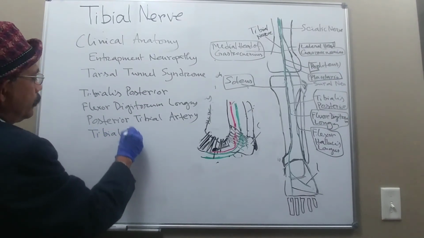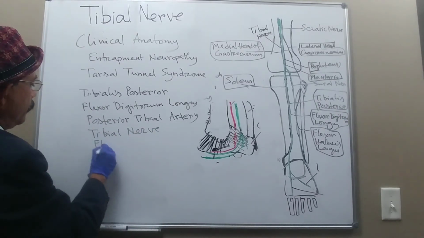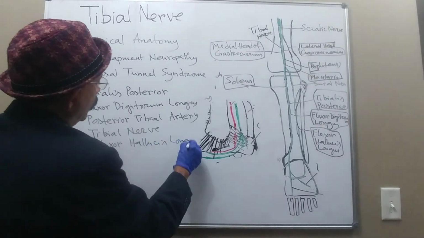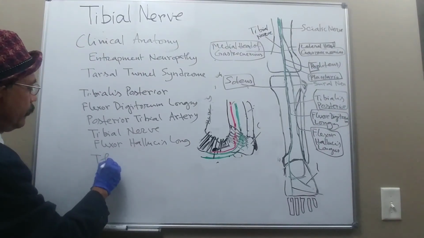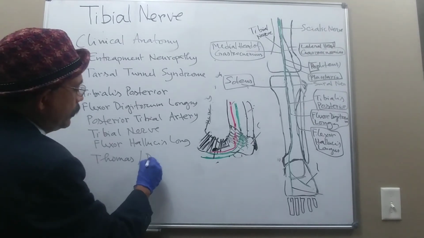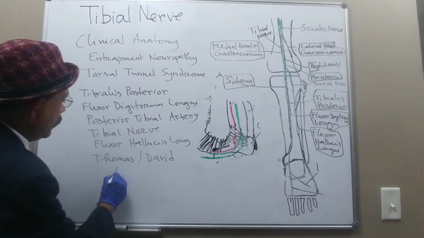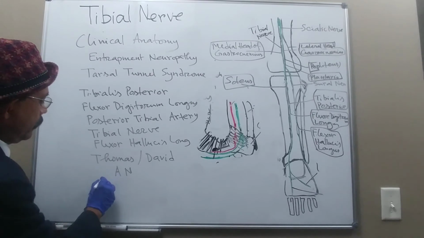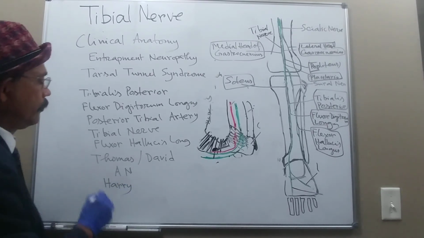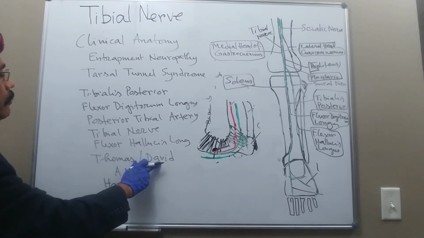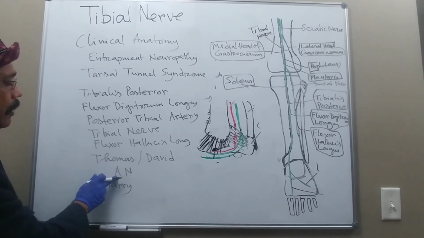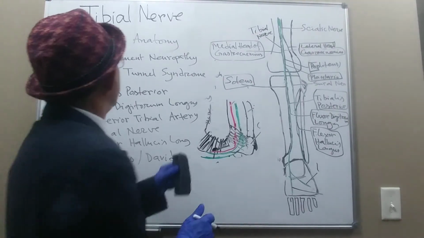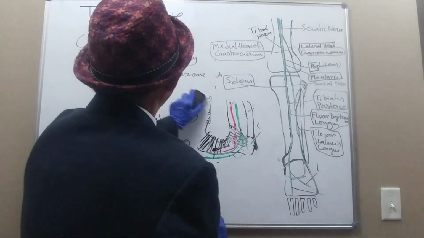Then the tibial nerve and flexor hallucis longus. Okay, so you can easily remember by a mnemonic: Tom, Dick, And Nervous Harry. So tibialis posterior, flexor digitorum longus, artery, the posterior tibial artery, nerve, the tibial nerve, and the flexor hallucis longus. That is the entrapment neuropathy, tarsal tunnel syndrome.